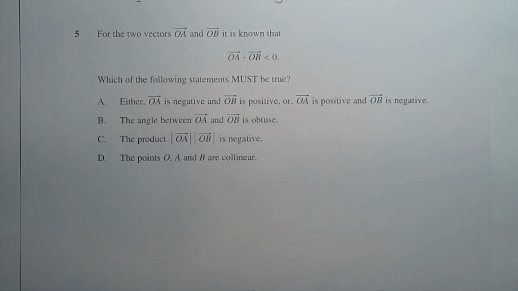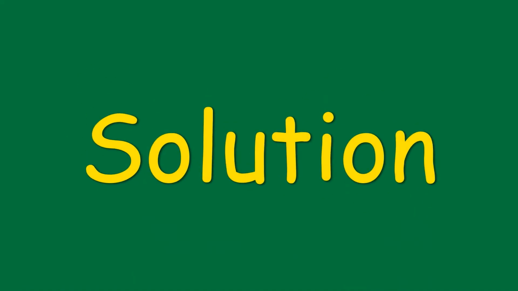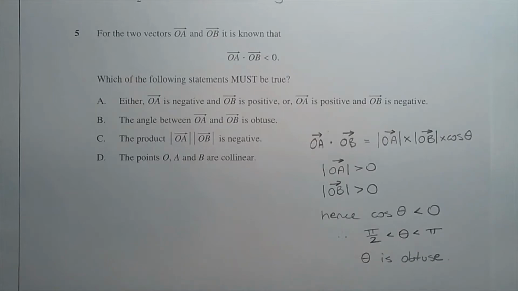Question 5. For the two vectors OA and OB, it is known that the dot product of OA and OB is less than 0. Which of the following statements must be true? The dot product of vectors OA and OB is given by the magnitude of vector OA multiplied by the magnitude of vector OB multiplied by the cosine of the non-reflex angle between vectors OA and OB.